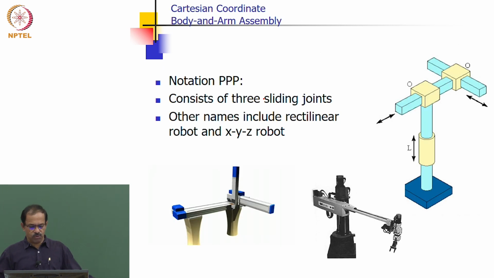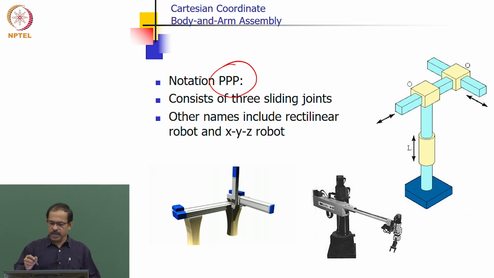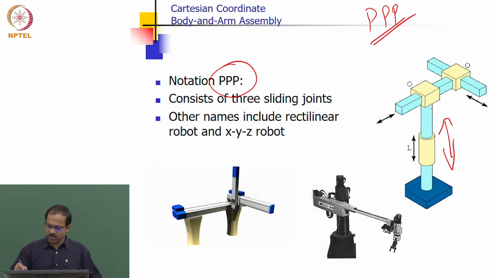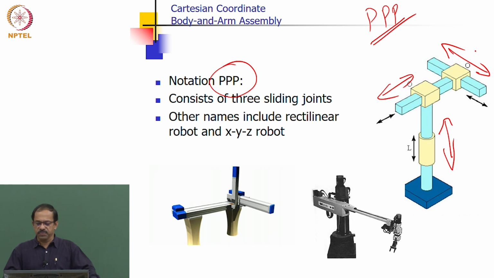Okay, the next one is basically the Cartesian coordinate robot, called P, P and P. So these are the Cartesian robots. All the joints are prismatic. So you can see there is a motion like this, a motion like this, and a motion like this. So all the coordinates X, Y and Z are directly related to the movement of these robots. So it is very easy to find out the position of the wrist. Suppose this is the wrist. We can easily find out the wrist position by looking at the motion of each joint.